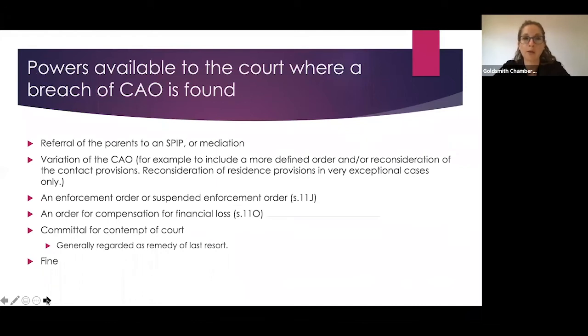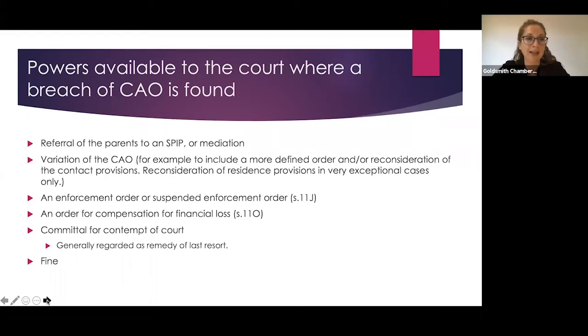So, the powers available to the court where a breach has been found, and I say that a breach has been found and the court has not found that there is a reasonable excuse for that breach. I touched earlier on the court having powers to put in place measures that are arguably lesser measures or less extreme measures than an enforcement order. Indications of that are, for example, a referral to a SPIP or mediation, and it may well be that CAFCASS has found that actually this might be the most beneficial and the most suitable measure to ensure compliance with the order.